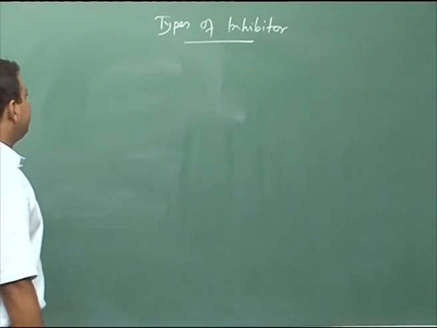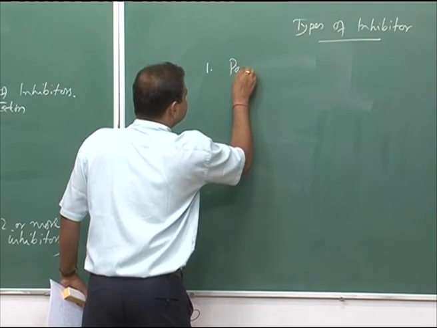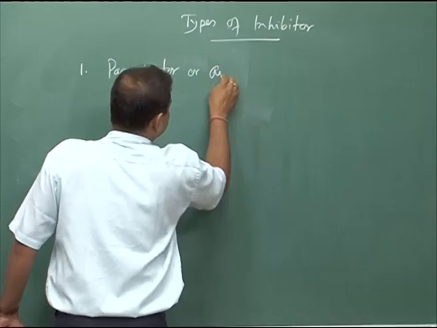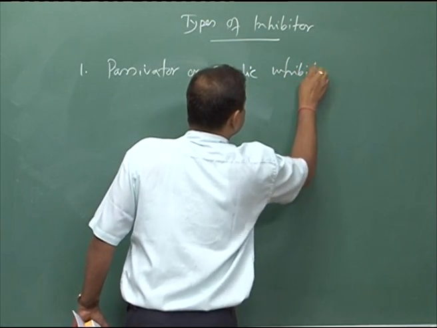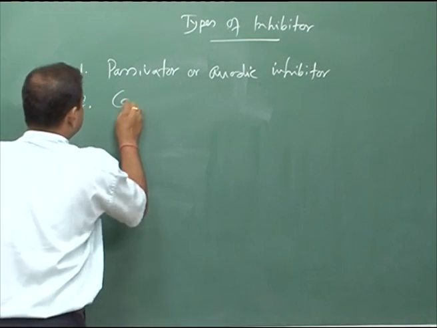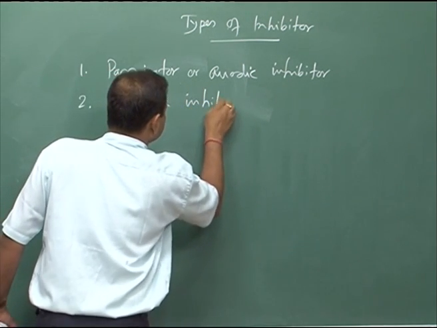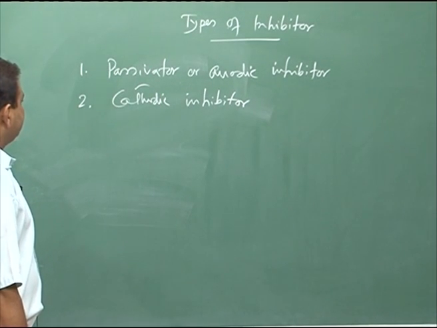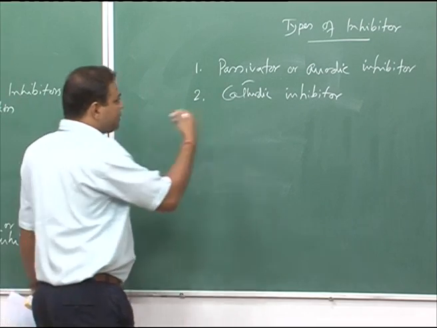Types of inhibitor, there are mainly 4 types. One is the passivator or anodic inhibitor, and there could be a cathodic inhibitor, and now there could be another variety which can be either cathodic or anodic.